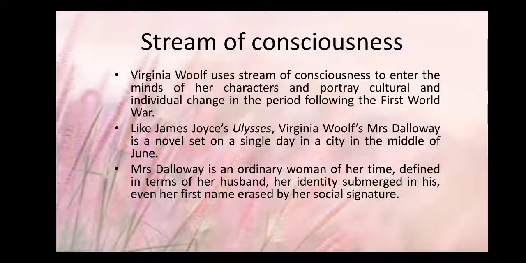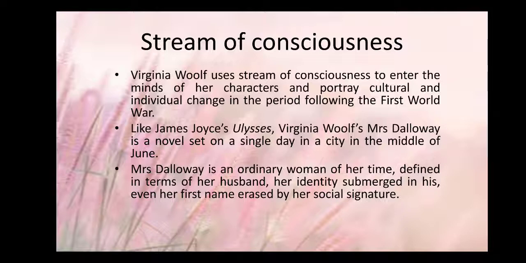Now, it can be beautifully compared to James Joyce's famous work Ulysses. Like Ulysses, Virginia Woolf's novel is also set on a single day in a city in the middle of the month of June. And Woolf actually was reading and rereading Ulysses when she began writing this book. Because she was a contemporary of Joyce, she kind of had an influence of his work, his techniques, but we have a very prominent difference in both the works.